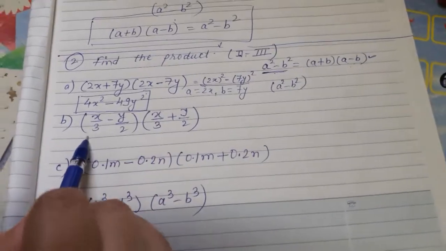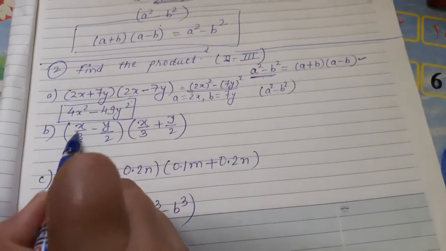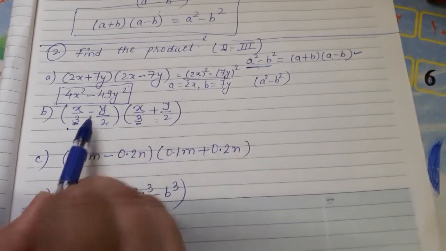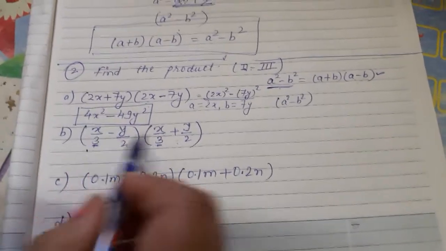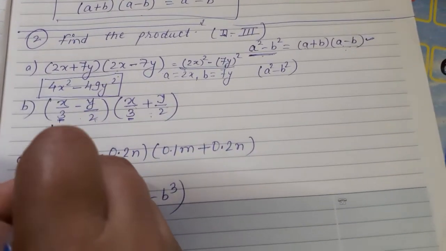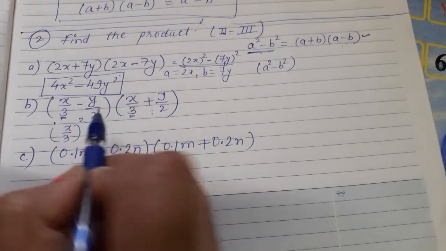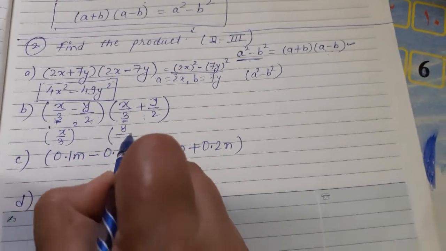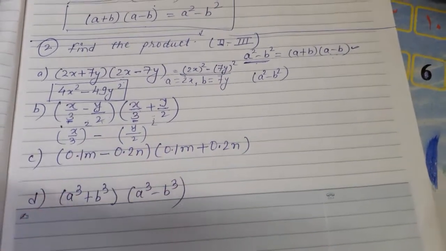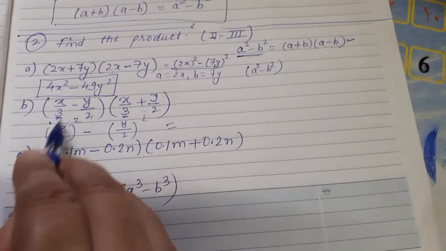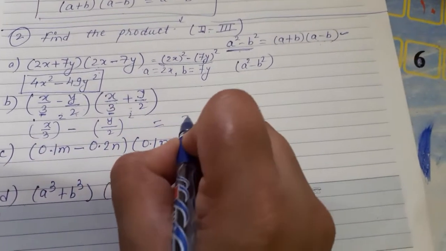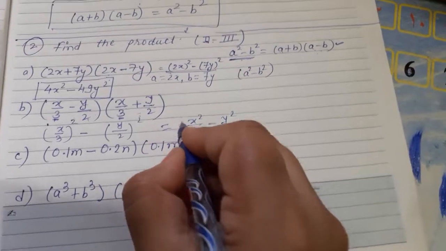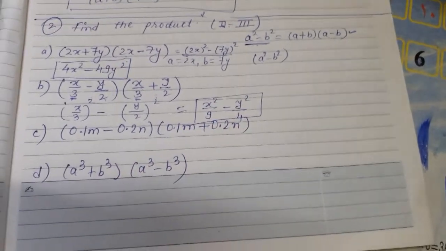Okay? Now in this b part, x upon 3 plus y upon 2, x upon 3 minus y upon 2. Now identity is same because the terms are same but the operations are different. So identity is same, so square of the first term, x upon 3 square, and then square of second term, that is y upon 2 square, and mid operation will be minus, subtraction. What is the square of x by 3? It will be x square upon 9 minus y square upon 4. So this is the answer of our second question.